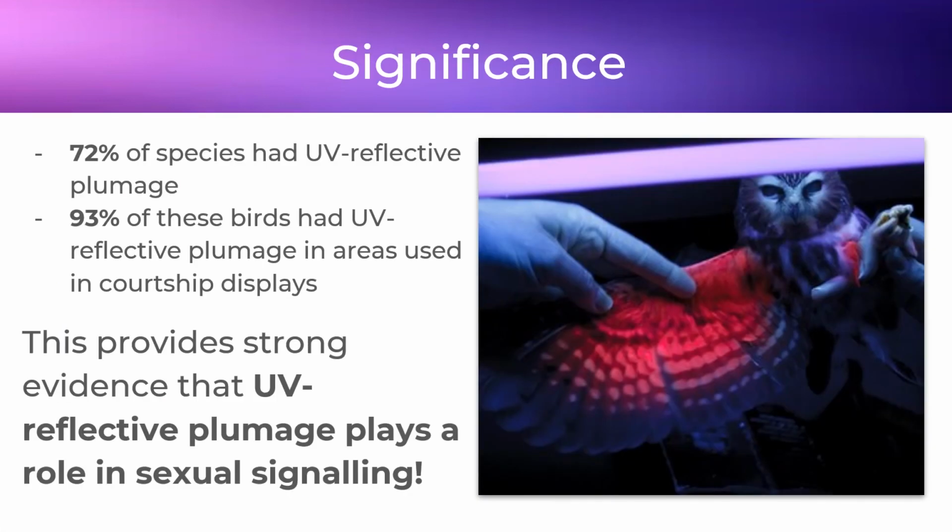These results strongly suggest that UV reflective plumage plays a role in sexual signaling. It also tells us that bright, high-contrast colors in general are not significantly linked to sexual signaling, but rather these secret UV colors are much more significant in courtship displays and mate choice.